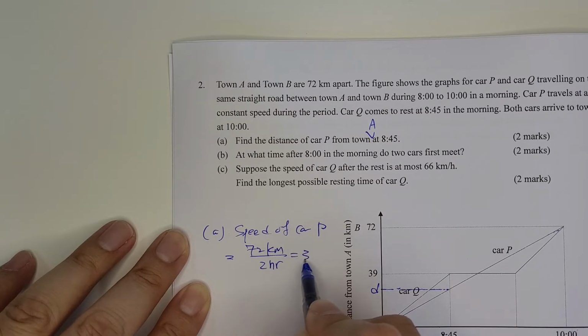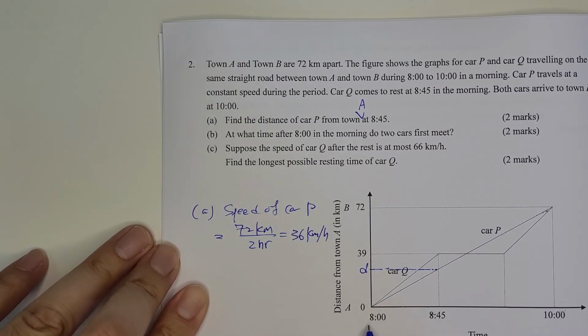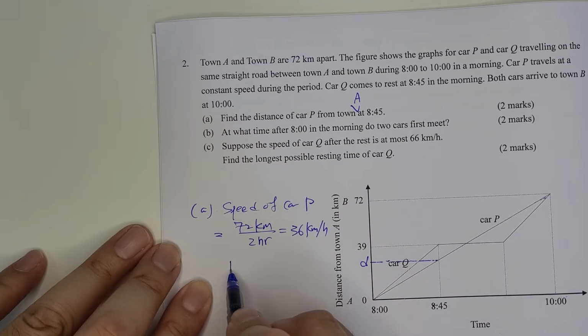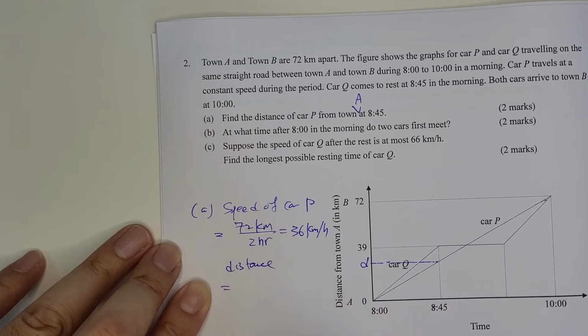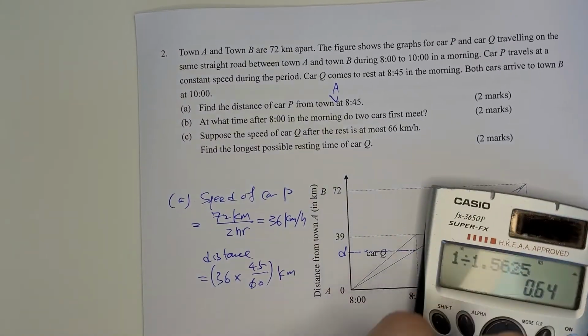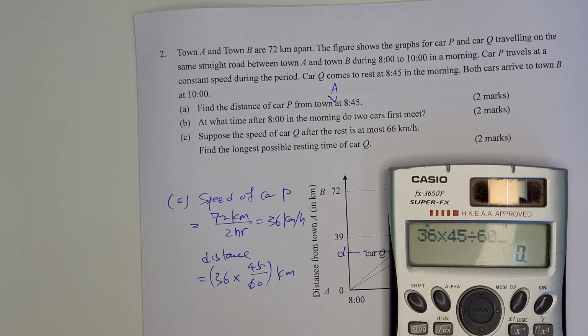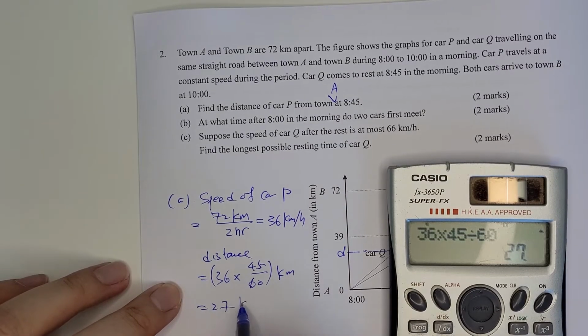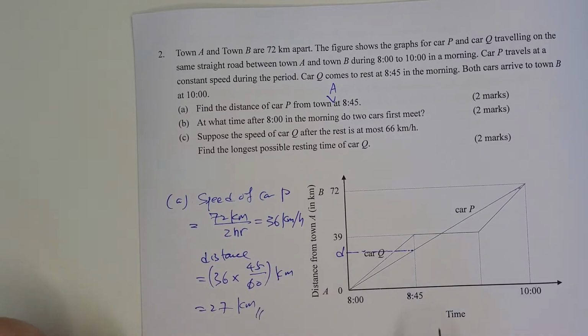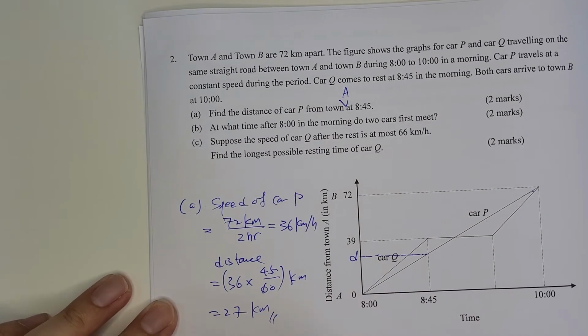That is 36 km per hour. And next, from 8 a.m. to 8:45, it takes 3/4 hours. Okay, so distance will equal 36 times 45/60, the unit is kilometer. 36 times 45 divided by 60, so 27. That is 27. At 8:45, car P is 27 km from A. So go to part B.